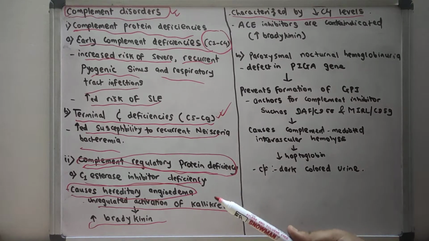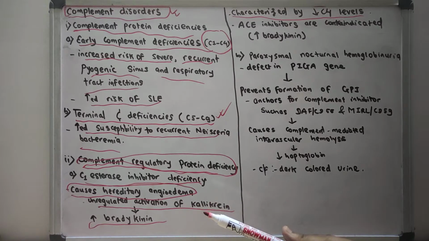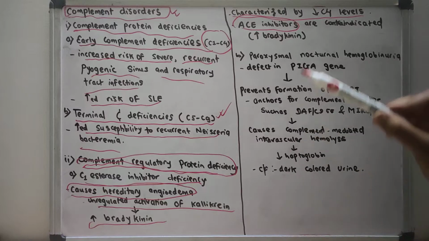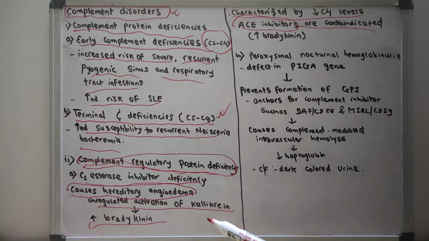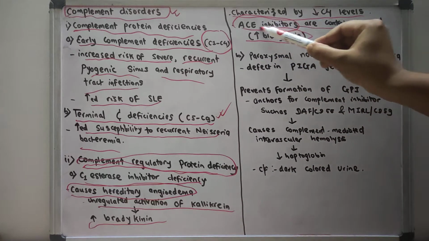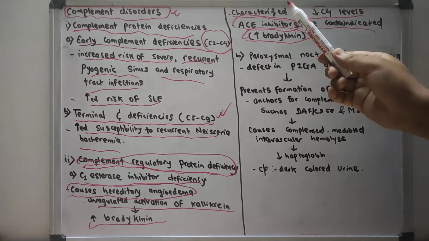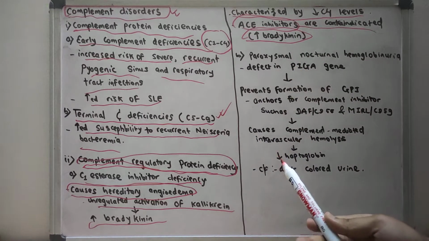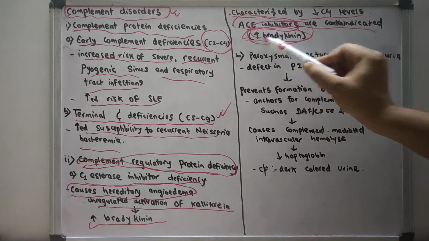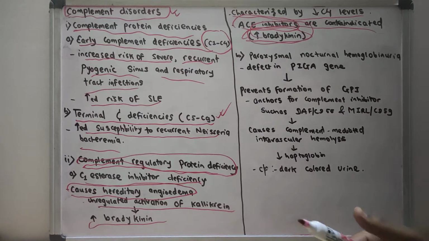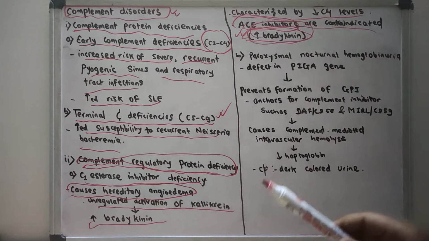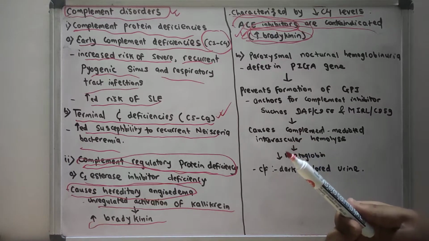In patients with C1 esterase inhibitor deficiency, you should avoid using ACE inhibitors. ACE inhibitors are contraindicated in those patients because ACE inhibitors generally increase bradykinin. So if an ACE inhibitor is used in a C1 esterase inhibitor deficiency patient, there would be a remarkable increase in bradykinin, so the symptoms would be marked when we use ACE inhibitors in those patients.